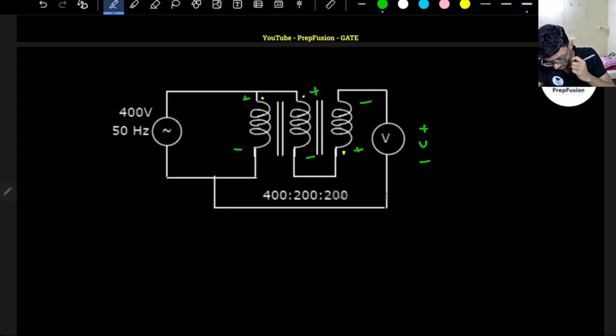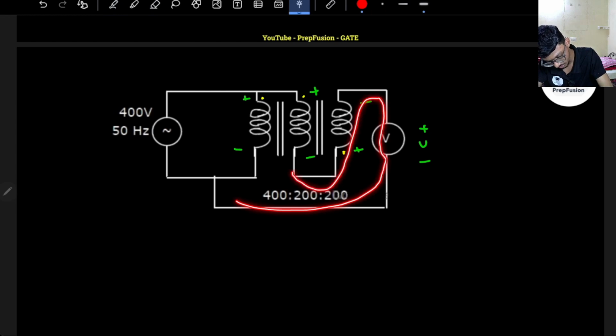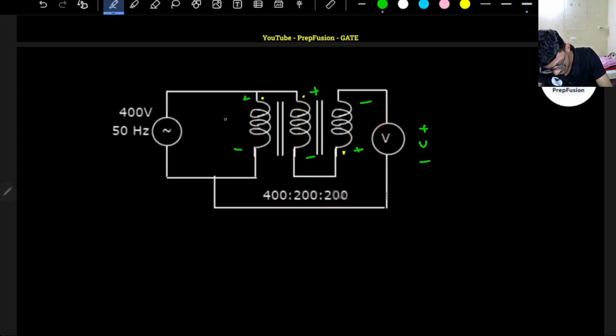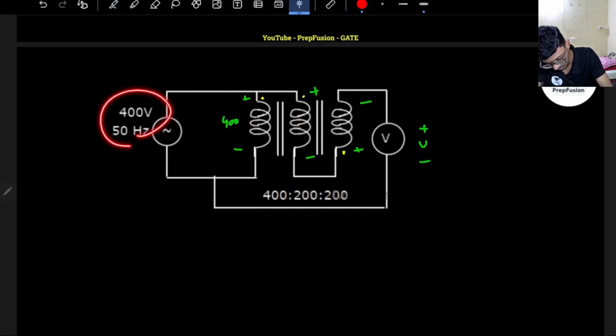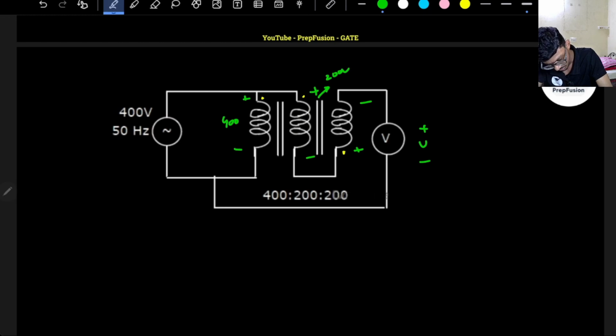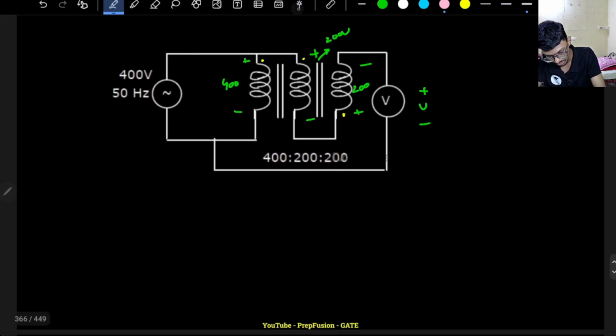And how will the KVL work? I will start from here, go through the connections and end here, this loop. This is 400 volts, right? Because input is 400 volts. This is 200 turns, so this will be 200 volts, and this will again be 200 volts only because the turns is 200, but in opposite direction.